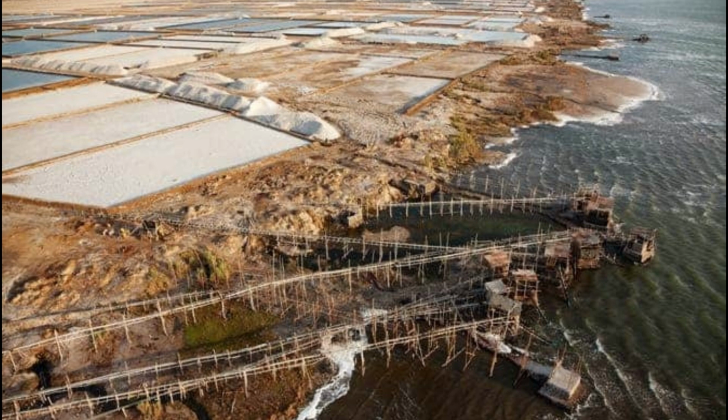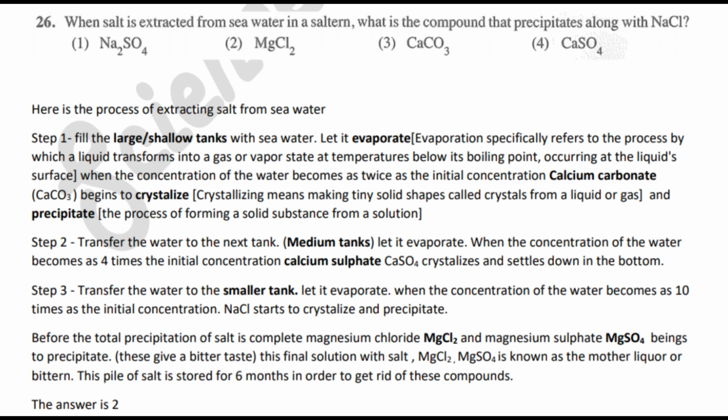First, fill the large tank, or we call it a shallow tank, with seawater. Let it evaporate. Evaporation specifically refers to the process by which a liquid transforms into gas or vapor state at temperatures below its boiling point. If it's below the boiling point, it is evaporation, okay? Evaporation occurs at the liquid's surface.